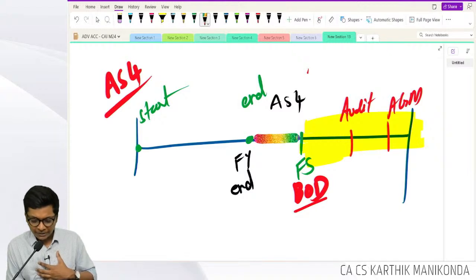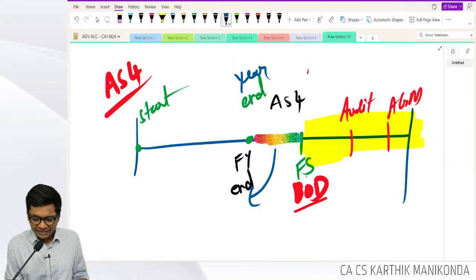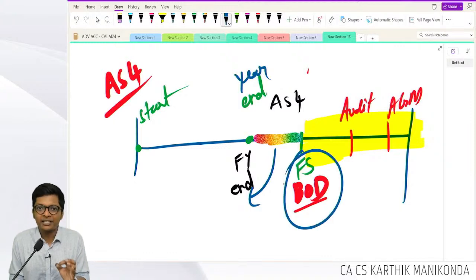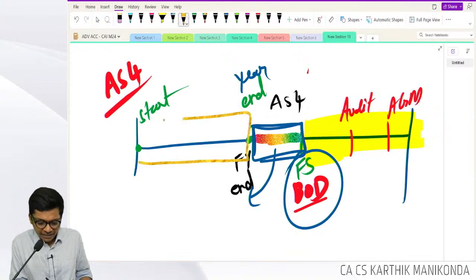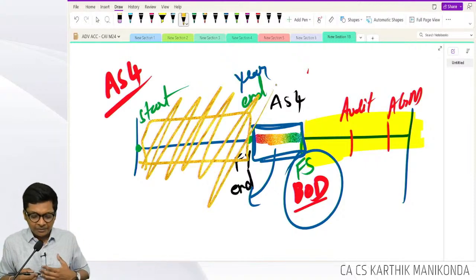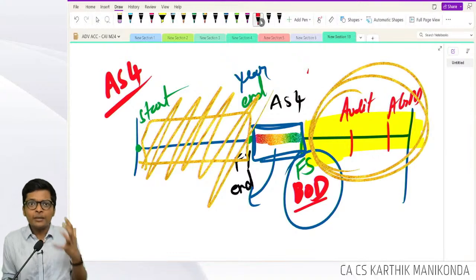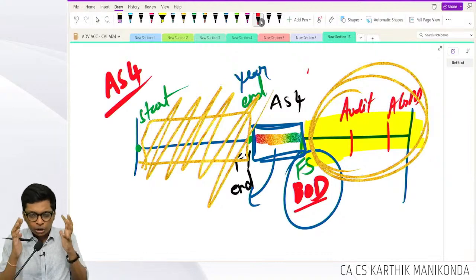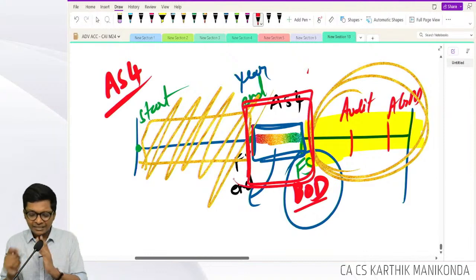AS4 talks about this period, whatever I've shared here in rainbow color, right? It is this period, events occurring after balance sheet date, from the year ending till the date on which financial statements are approved by the competent authority, which is the board of directors. So in this period, if anything happens, can I go and rectify my financial statements is the question. Sometimes in the exam, they will tell a lot of things that happen in the period shared in yellow. You don't have to worry about that period. Just say AS4 is not applicable. The scope of AS4 is only this period, guys. Only this period from the year ending till the financial statements are approved.